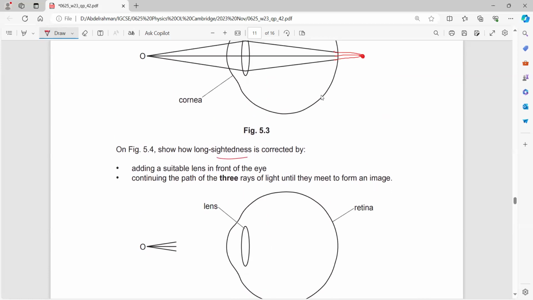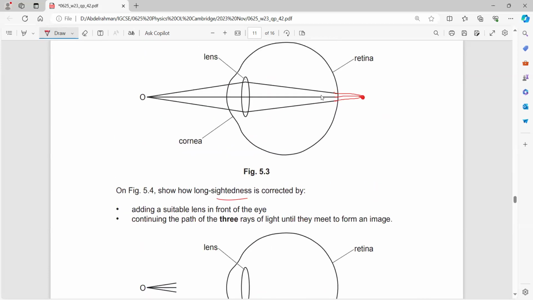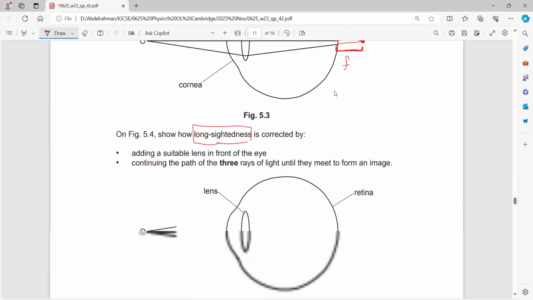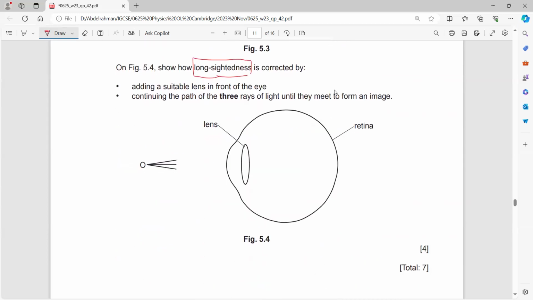In this case, for long-sightedness, what do you need to do? This already is a very long focal length. You need to decrease this focal length. How can I decrease the focal length? By using a converging lens. Okay? I'll draw a simple converging lens. This is a converging lens.